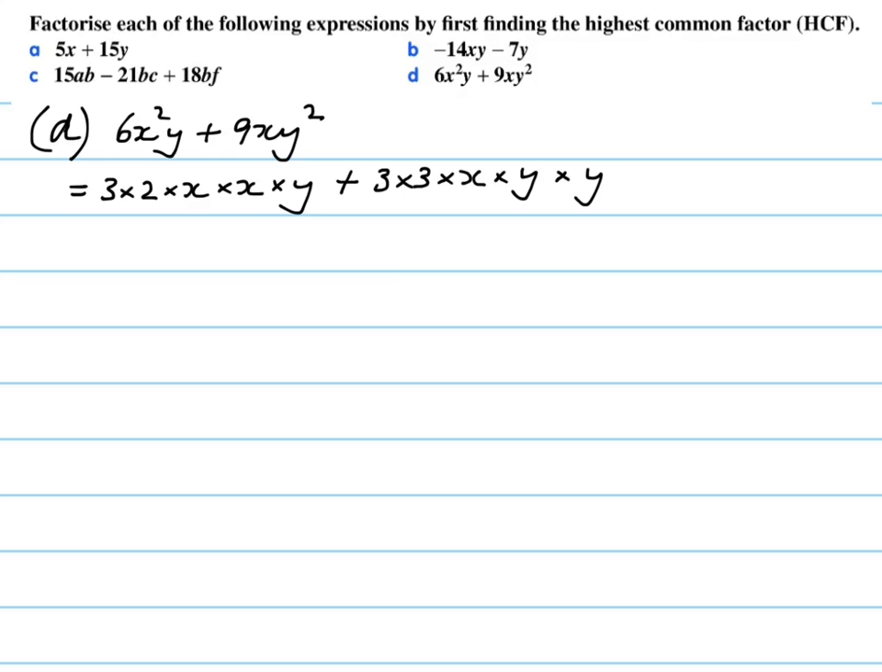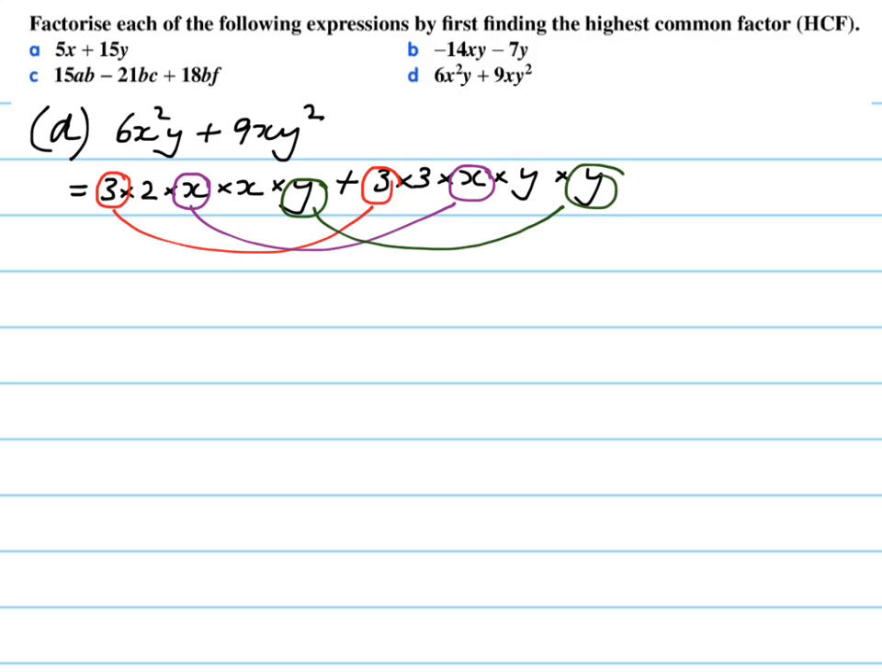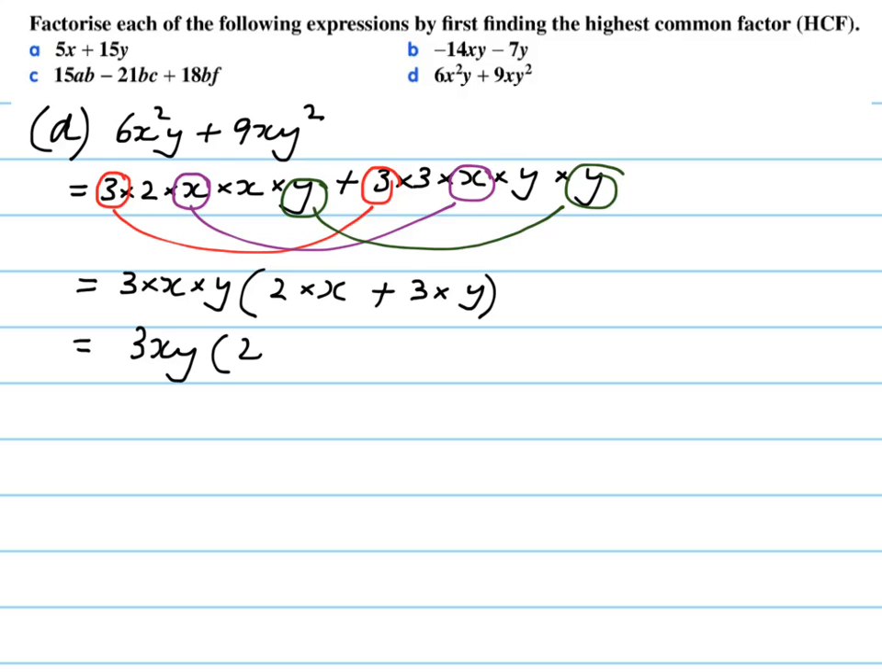Now, what have you got in common? I can see a 3. Yes, I can. And I can also see an x, I think. Yes. And I can see a y. Oh, my goodness. We've hit the jackpot here. So let's take that out the front. That's 3 times x times y. And then put in the brackets what's left: 2 times x plus 3. Oh, gee. Isn't that great? Now, let's dispense with the timeses because we don't need them anymore. And there you are. Isn't this great?